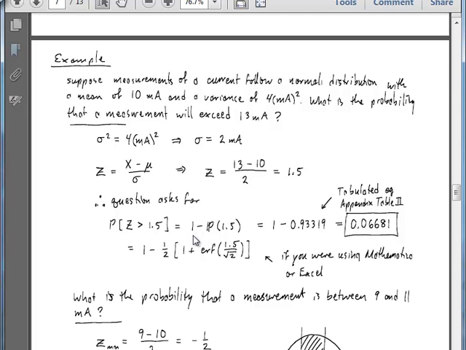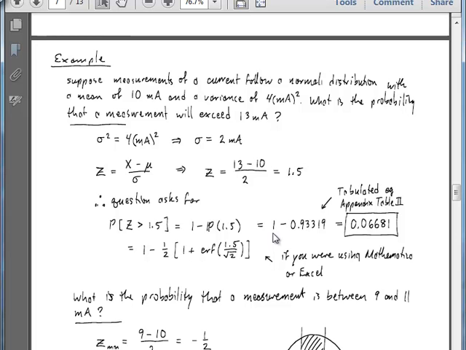And that, by definition, is 1 minus the probability that z is less than 1.5. Okay, so these are the tabulated things. These are the cumulative distributions, cumulative probabilities for different values of z. And of course, the probability that it's less than 1.5 added to the probability that it's greater than 1.5 is equal to 1. Okay, so that's where we get this equation for the probability that it's greater than 1.5.